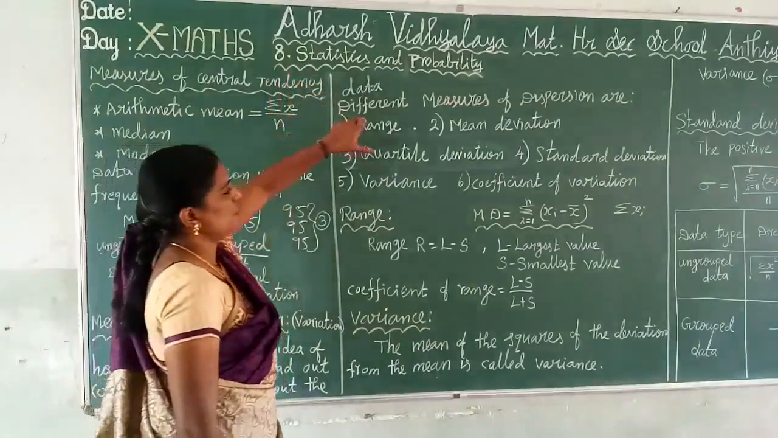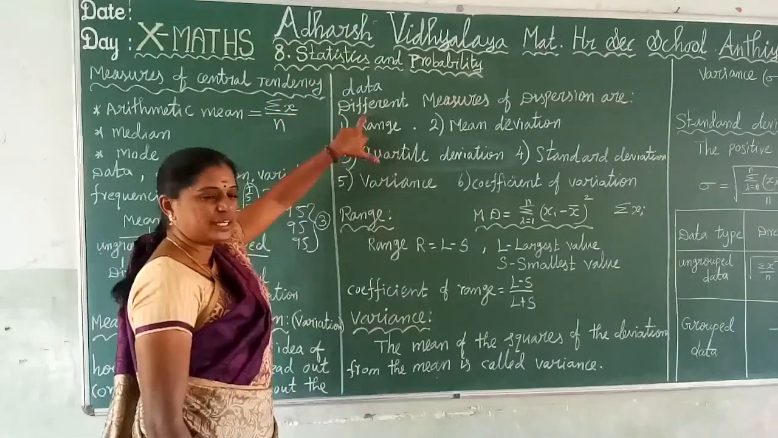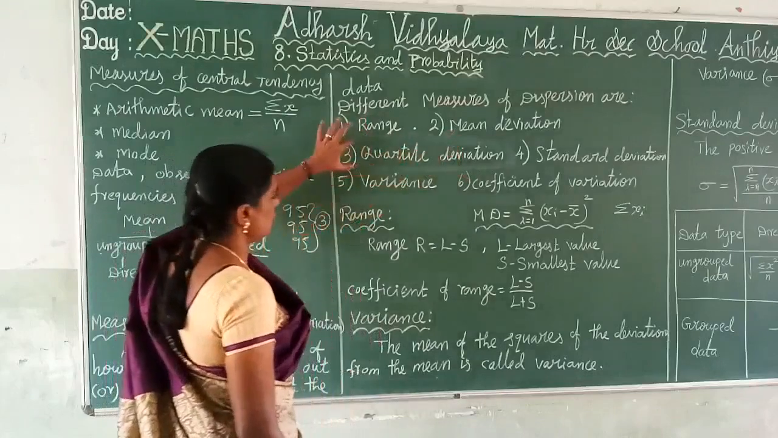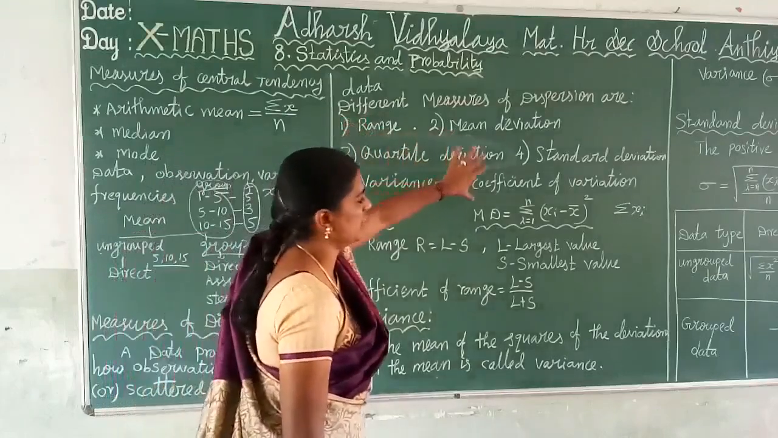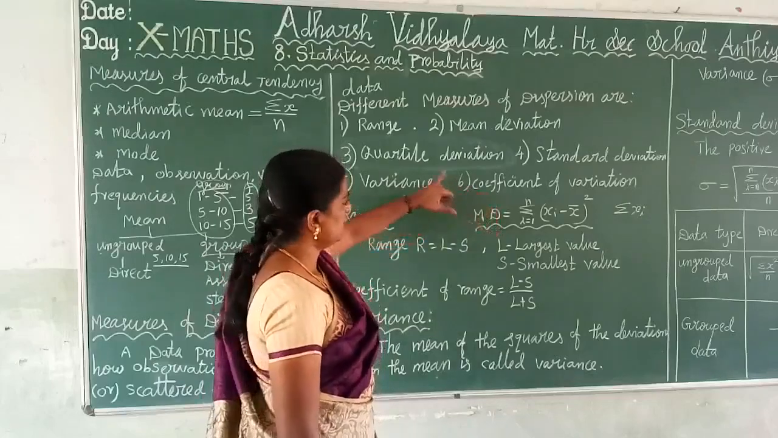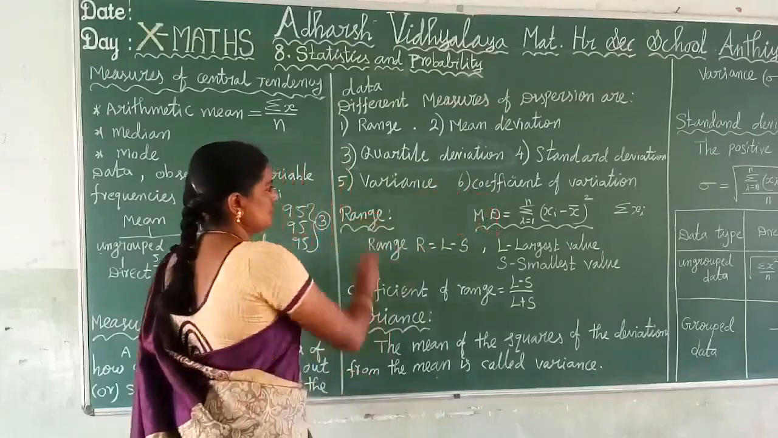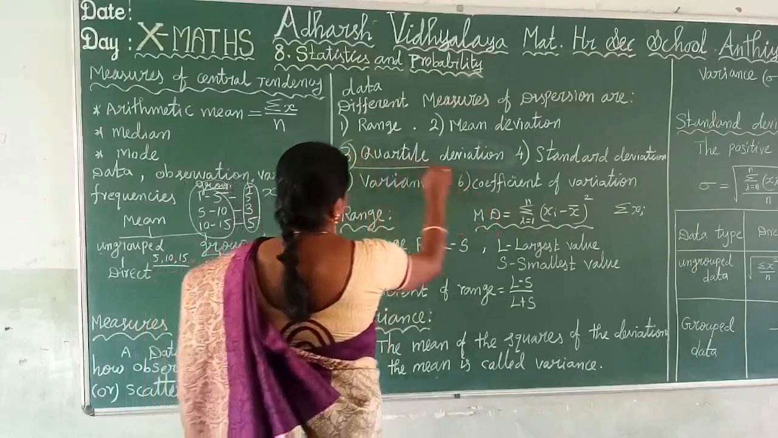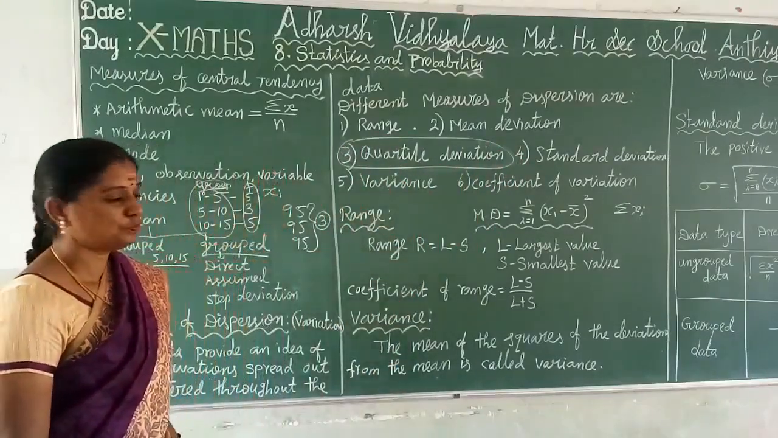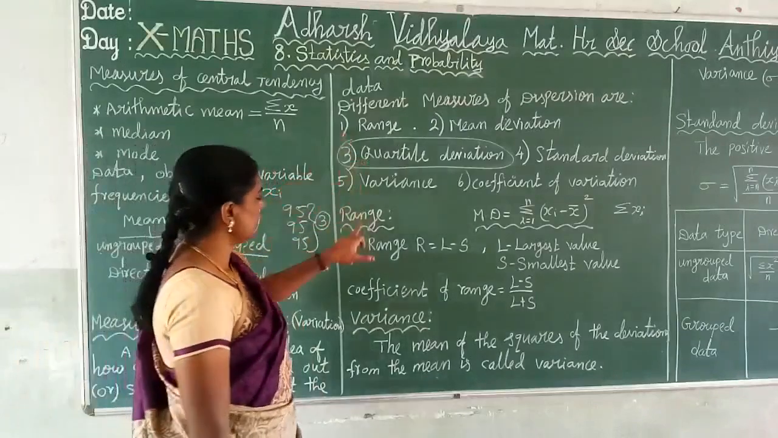So here different measures are there. So what are the types? First one, range, mean deviation, quartile deviation, standard deviation, variance and coefficient of variation. Out of these 6, we discuss 5 topics. The quartile deviation is only studied in higher classes. Clear?